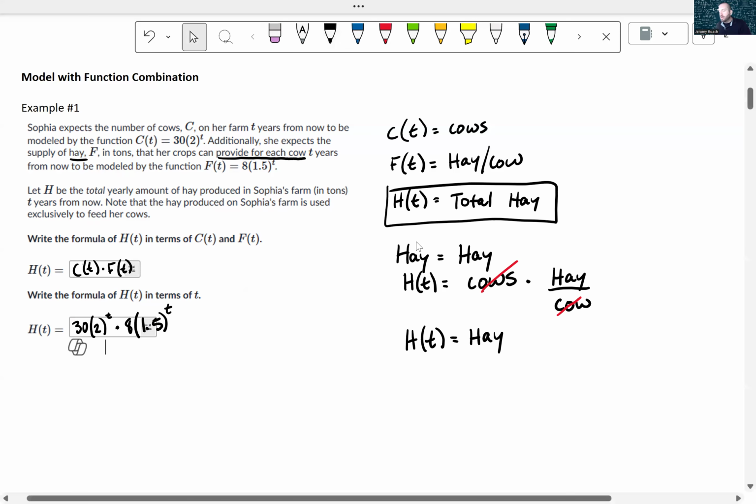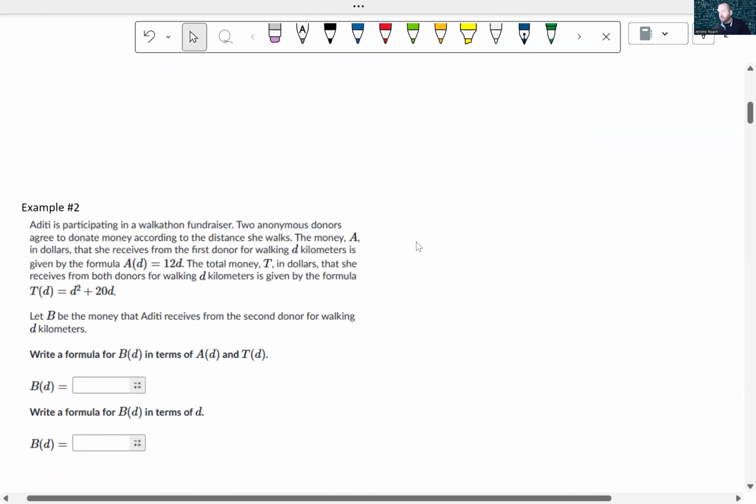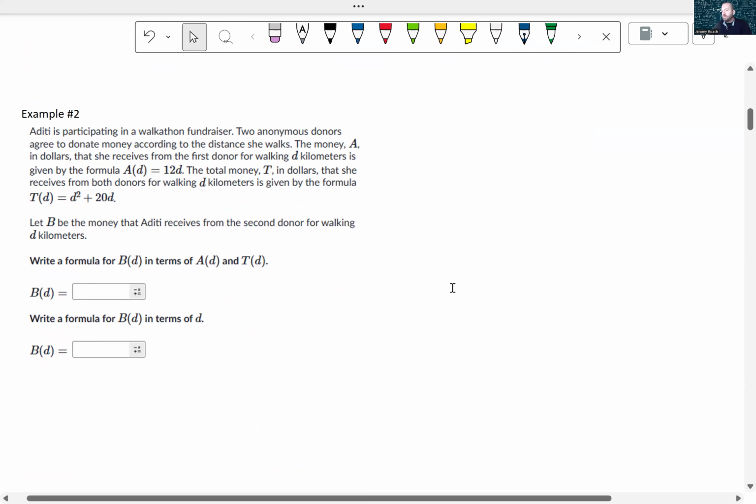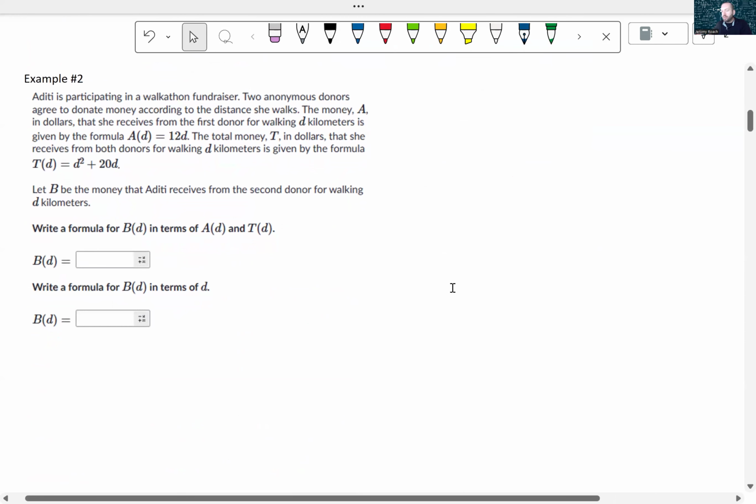All right, so the second example, function combination. That first example I think was fairly challenging. This next one's a little bit easier to decipher. It says Aditi is participating in a walkathon fundraiser.